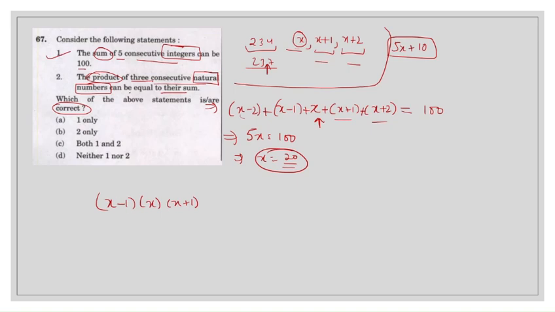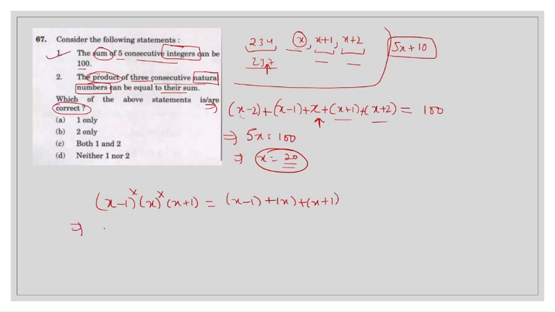So now here in this case, the product of three consecutive natural numbers can be equal to the sum. So we need the product of these three consecutive natural numbers, where we have assumed that x is a natural number, to be equal to their sum. Now if we add these, we'll get x minus 1 plus x plus 1.